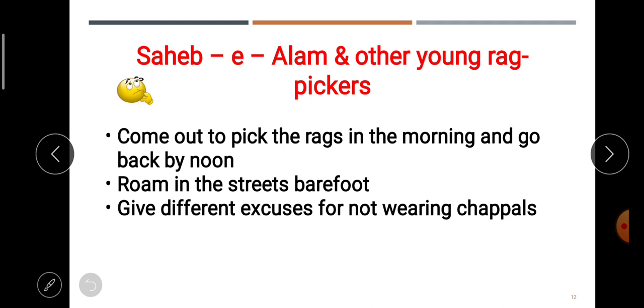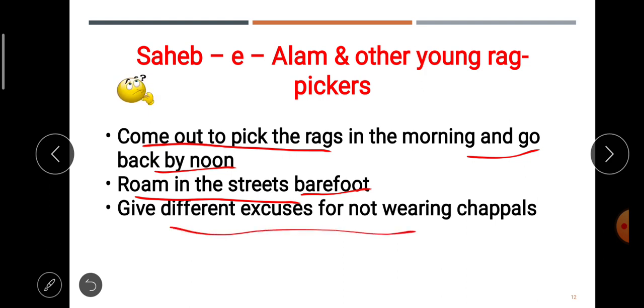Sahib-e-Alam and other rag pickers, because there was a group of young children who used to come from the same place, and after rag picking used to go back to their homes. So the whole team was there, the group was there. They always come out from their hutments in the morning, they do the rag picking, and by noon they finish their job and go back to their homes. They roam in the streets, they wander here and there in search of heaps of garbage, barefoot.